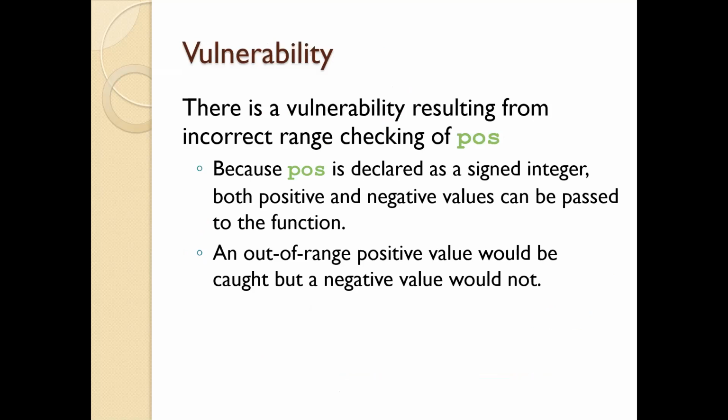So there's a vulnerability resulting from incorrect range checking of pause, which stands for position. Because pause is declared as a signed integer, both positive and negative values can be passed to the function. An out of range positive value would be caught, but a negative would not.